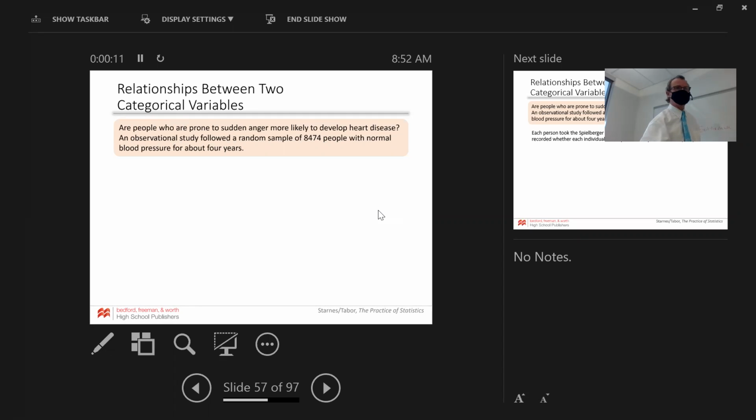Okay, so it's an observation because there was no treatment imposed upon the participants. Yes? We understand that there's an observational study. In an observation, the participants choose the treatment. In an experiment, the treatment is imposed upon the participants.